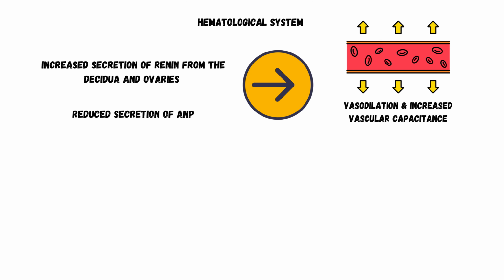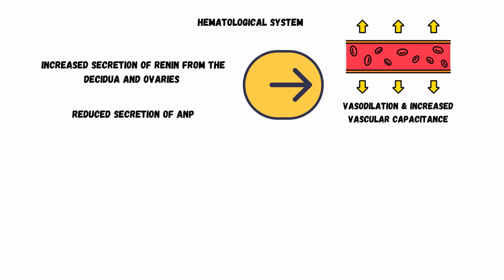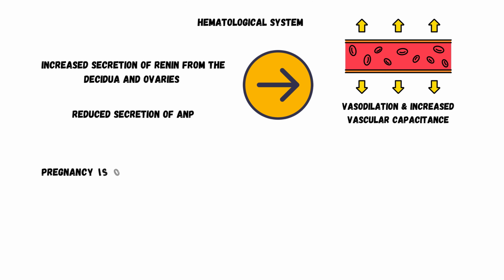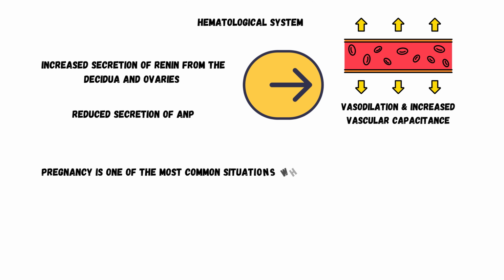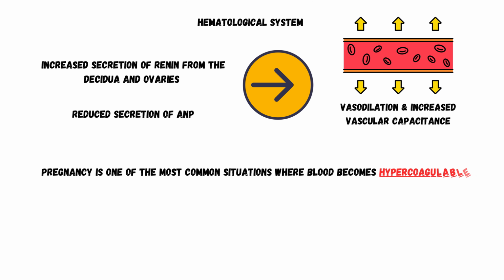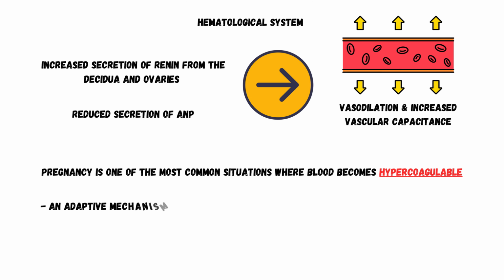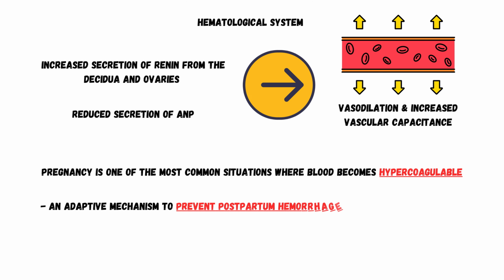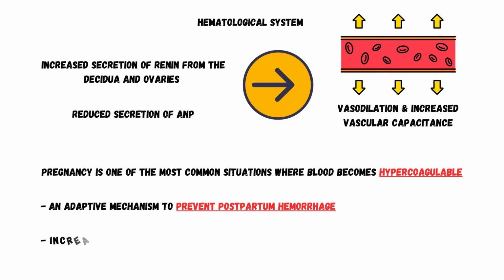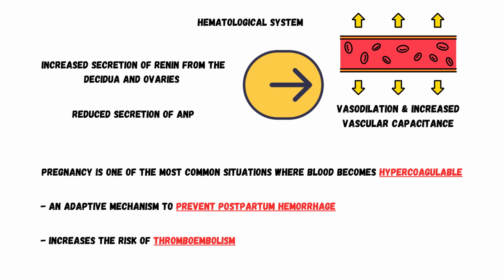Next up, we have the hematological system. Increased secretion of renin from the decidua and ovaries, and reduced secretion of atrial natriuretic peptides cause systemic vasodilation and increased vascular capacitance. Pregnancy is one of the most common situations where blood becomes hypercoagulable. It is an adaptive mechanism to prevent postpartum hemorrhage. However, hypercoagulability increases the risk of thromboembolism.